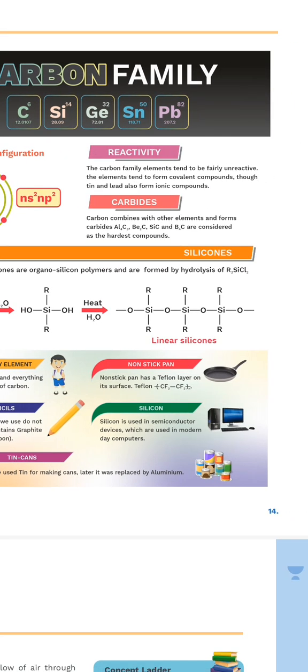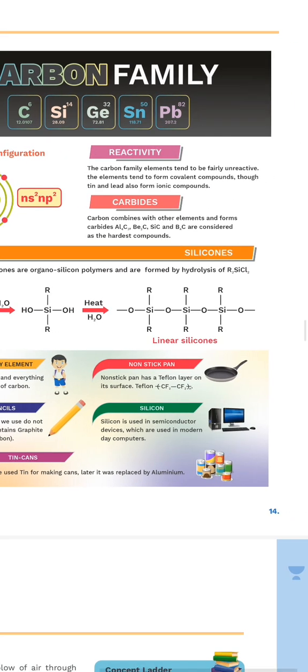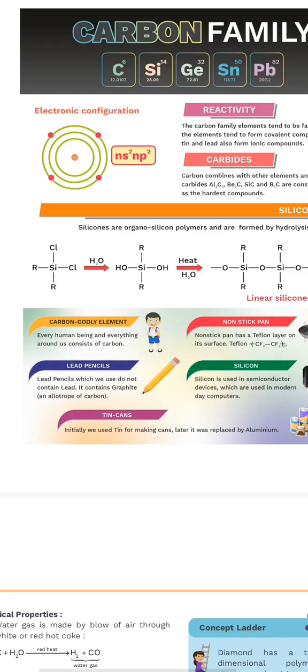Reactivity. The carbon family elements tend to be fairly unreactive. The elements tend to form covalent compounds, though tin and lead also form ionic compounds. Carbides. Carbon combines with other elements and forms carbides. These are considered as the hardest compounds.